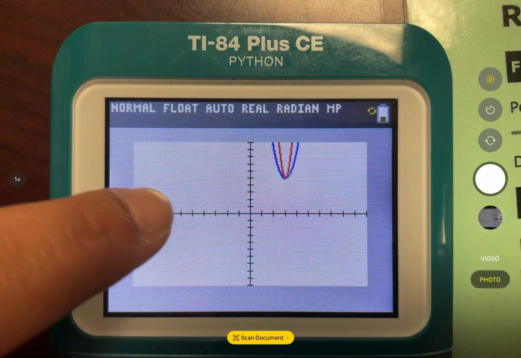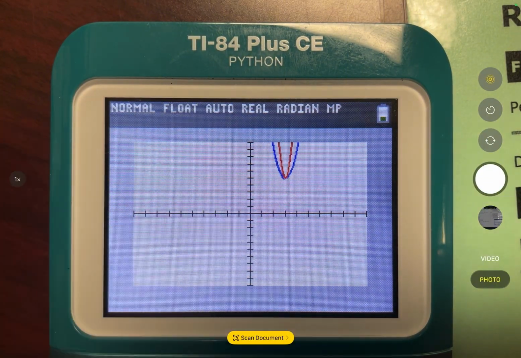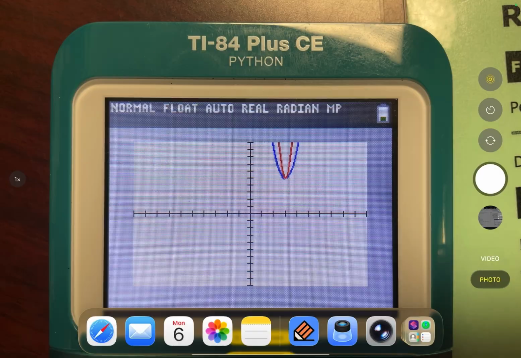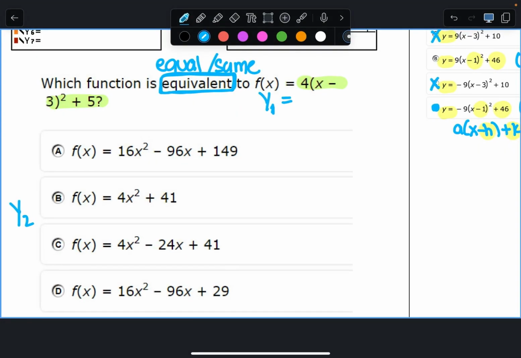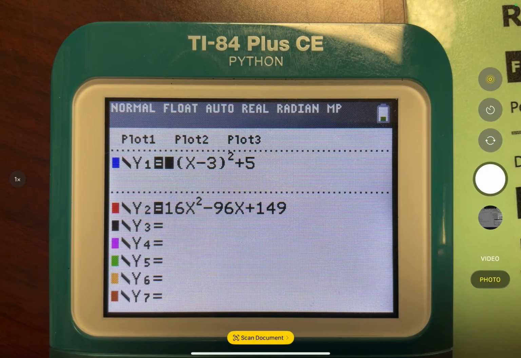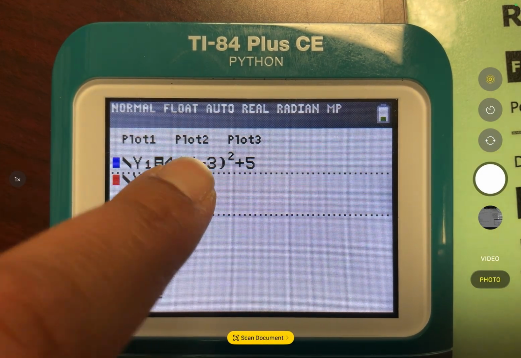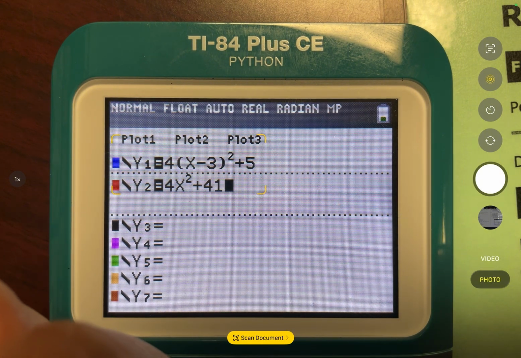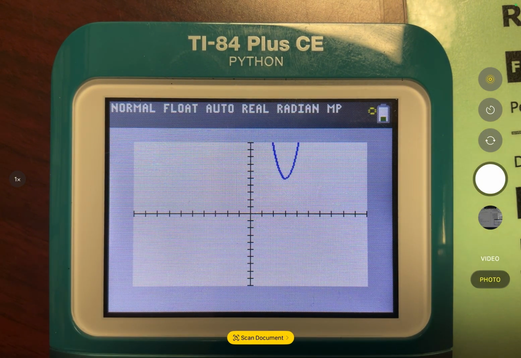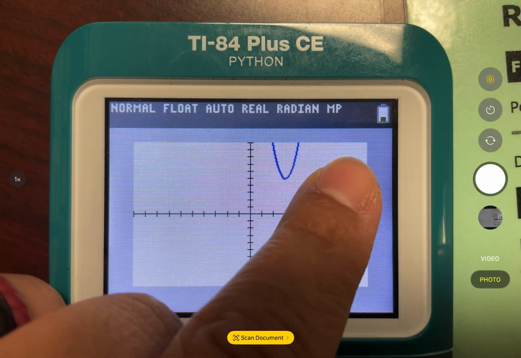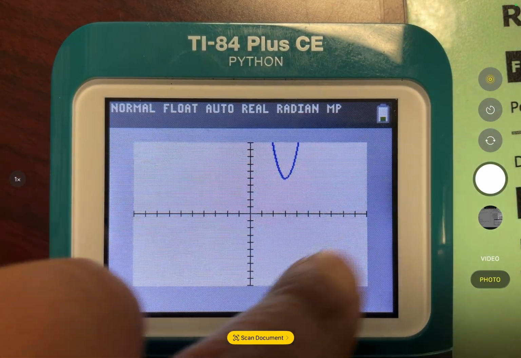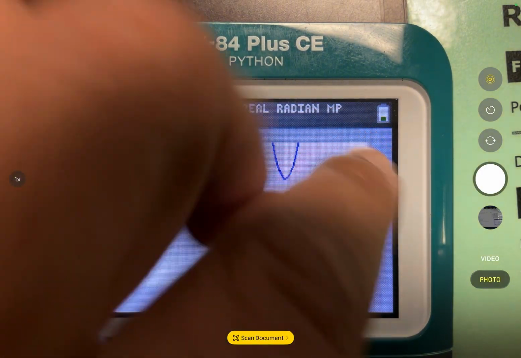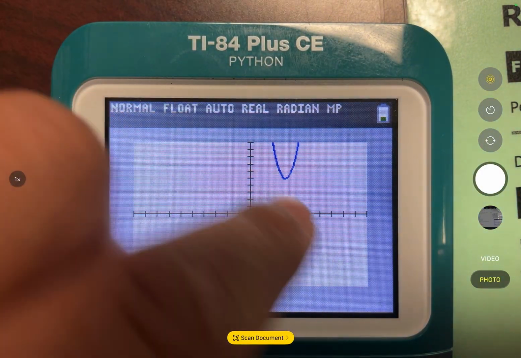So this is answer choice A. It didn't graph on top of the other one, so it's not A. What I'm going to do next is go back to y equals. I'm only going to get rid of y2. I don't have to type in the question part again. 4x squared plus 41. Hit graph. With answer choice B, notice nothing else graphed, but my little circle went away, so that means everything that needs to be graphed is graphed. So that tells me that it's not B.